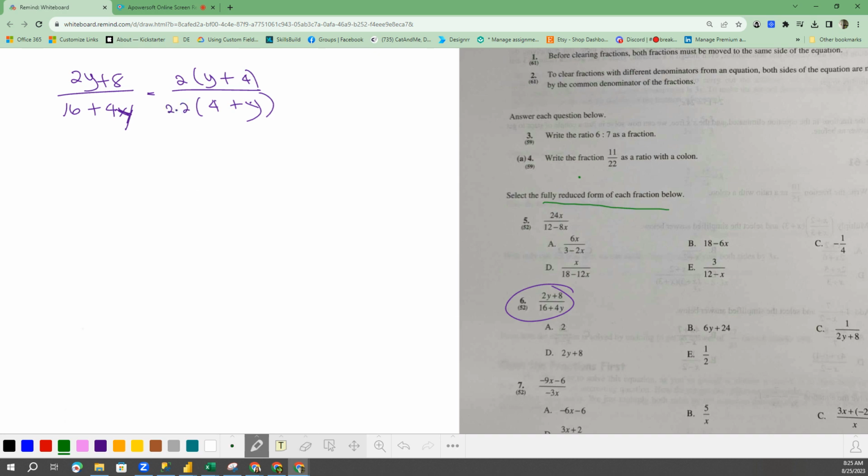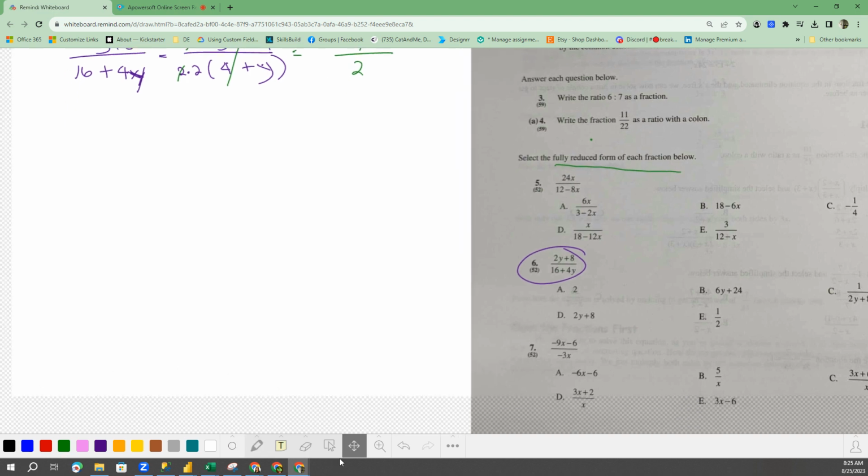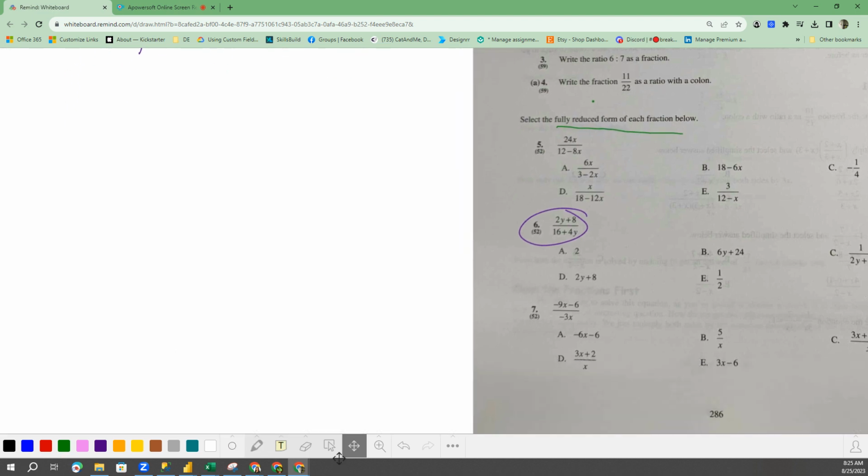That way, you can cancel that 2. And you notice y plus 4 and 4 plus y, that's exactly the same. So you can factor those two out. In the denominator, you have 2 left. Nothing on your numerator. You cannot just leave it hanging out like that. So therefore, you just put a 1.